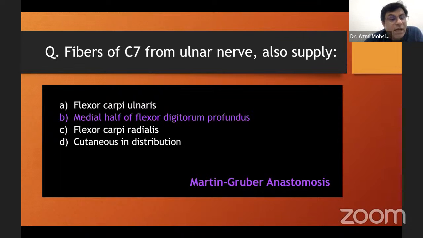Remember this. And after this communication, C7 fibers from median nerve via ulnar nerve will innervate these two tendons. Medial half of the flexor digitorum profundus has two tendons for the ring and the little finger. All right, so there you got the B as the correct answer.